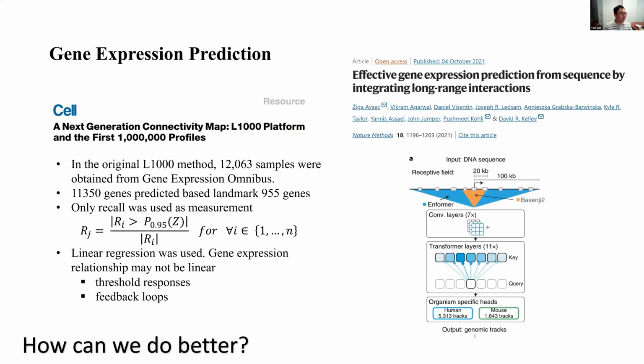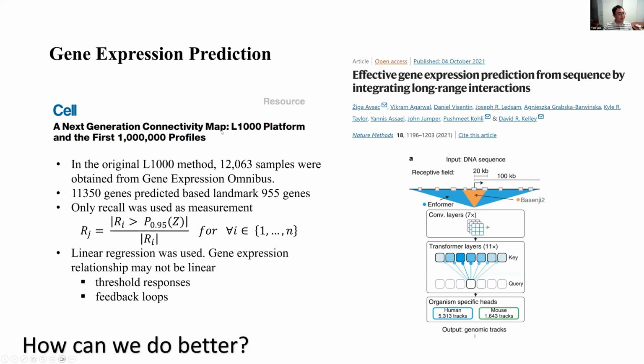So let's go on to the second study. The second study is about gene expression prediction. Gene expression prediction sounds very trivial, right? Why do we want to predict gene expression? Sometimes I ask this question as well, but if we look at the literature, this paper is from 2016 or 17, published in Cell.